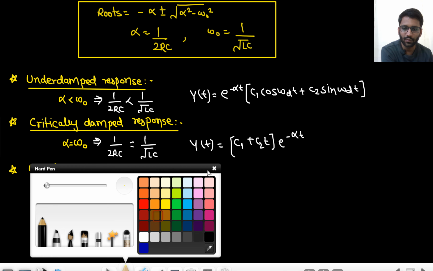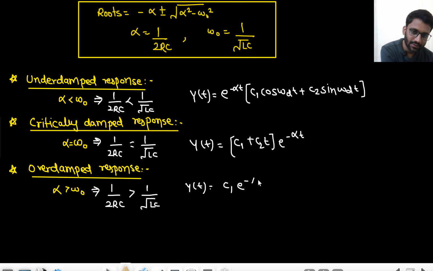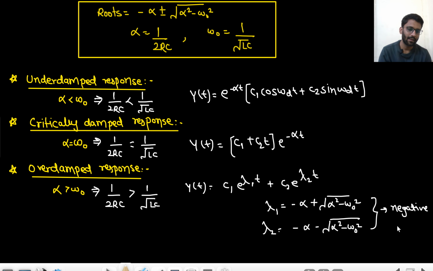Okay. And what is in the case of overdamped? Alpha will be greater than omega naught. What does that mean? 1 by 2RC should be greater than 1 by root LC. And what will be the response? C1 e to the power lambda 1 t plus C2 e to the power lambda 2 t. What is lambda 1 here? Lambda 1 is minus alpha plus root alpha square minus omega naught square. What is lambda 2? That is minus alpha minus root alpha square minus omega naught square. Here also if you put t equals infinity, it will go to 0 because lambda is itself a negative value. Both are negative values. Right? So this is the case.